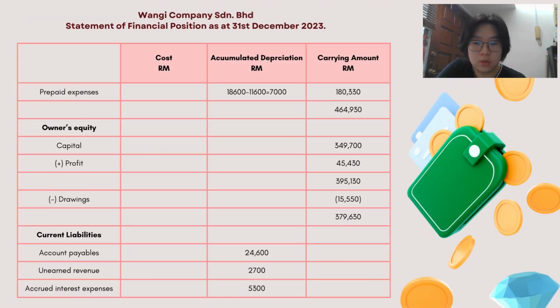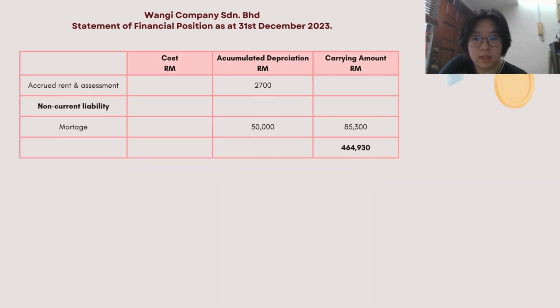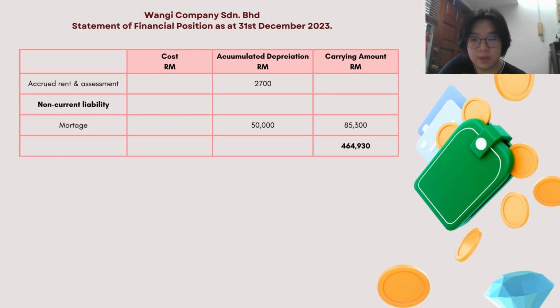And next, for the owner's equity, we need to use our capital to add with the profit and minus with the drawing. After that, we can count our current liabilities, which is account payables, unearned revenue, accrued interest expenses. And lastly is the non-current liability, which is mortgage. We can use the amount of mortgage add with the carrying amount that we count just now, and we will get the final answer of SOFP.